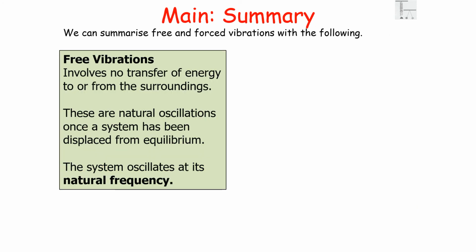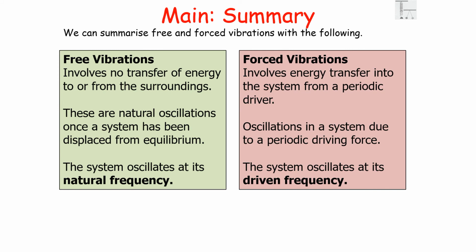So we can summarize our situation as follows. Free vibrations involve no transfer of energy to or from the surroundings. They're natural oscillators: once a system is displaced from equilibrium, the system oscillates at its natural frequency. Whilst forced vibrators involve energy transfer into the system from a periodic driver. Oscillations in the system due to the periodic driving force take place, and the system oscillates at a driven frequency.